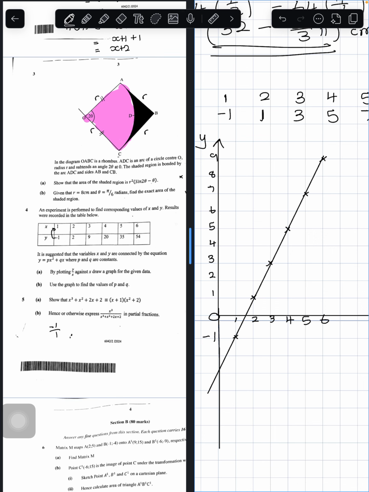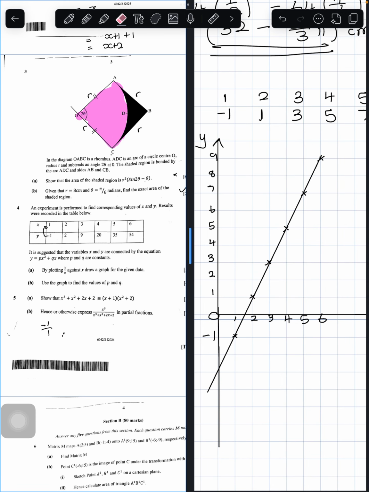So what we're supposed to find is the value of P and the value of Q. Remember that the general equation of a line is in the form y equal mx plus c, where m is the gradient and c is the y-intercept. In this case, our graph is y equal px squared plus qx. So p is our gradient and q is our y-intercept.